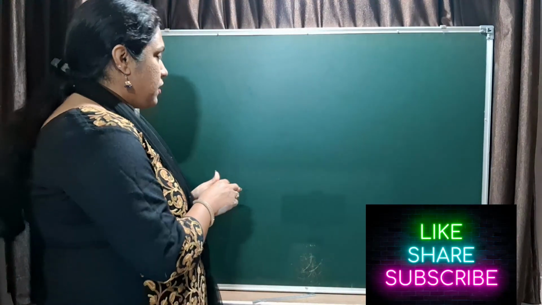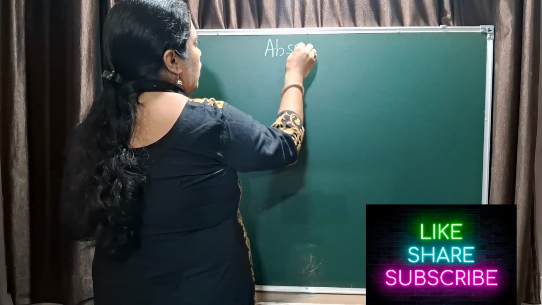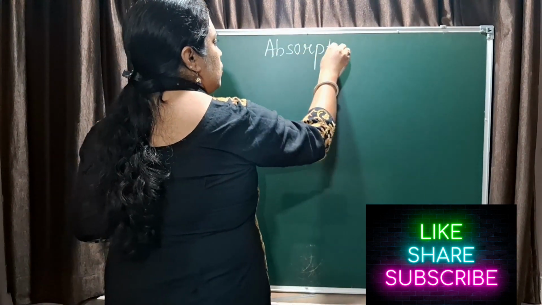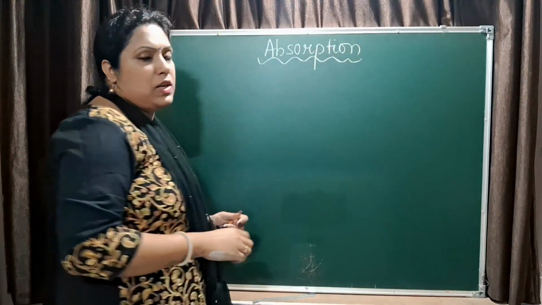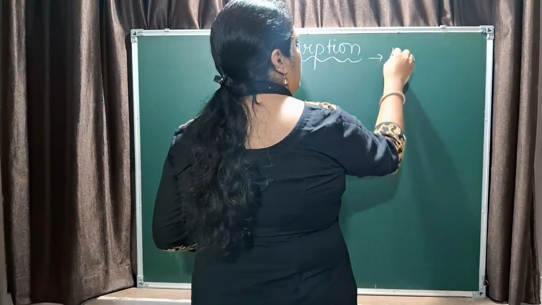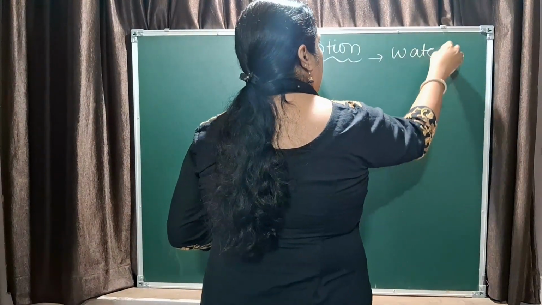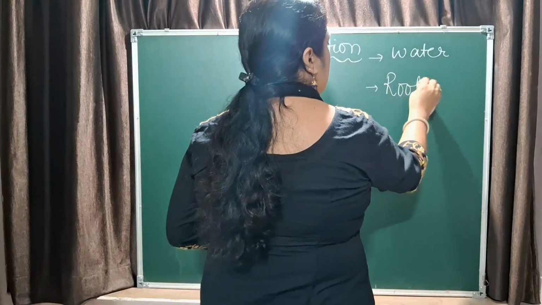Now in this chapter we are going to study about absorption. When you talk about absorption, there are two things involved: what is absorbed and what is absorbing the material. So here we talk about the absorption of water and the absorption by the roots.